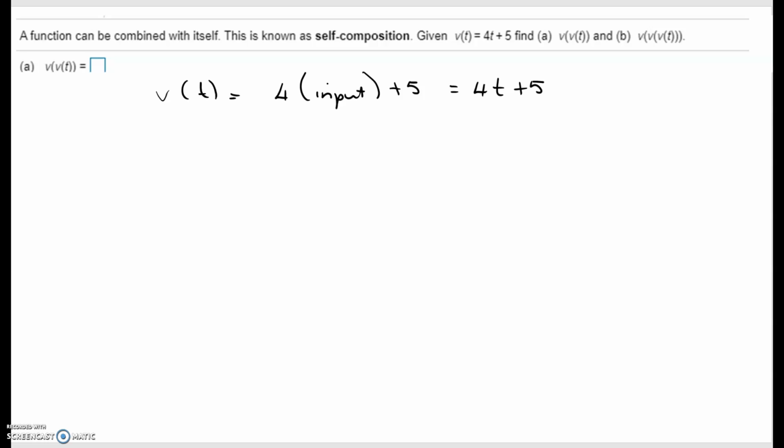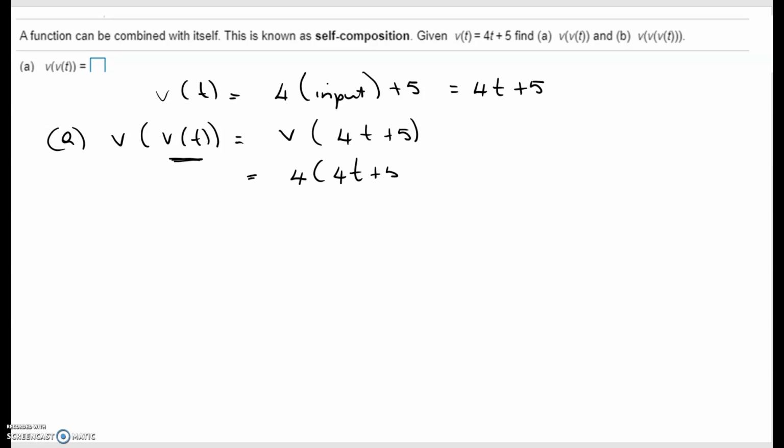But have a look at A. A says it actually wants v of t to be the input. So we do the bit in the bracket first, but we know what that is. That is 4t plus 5. Now v says 4 times your input plus 5. Now, you could leave it like that, or you could simplify, and I think that'll be 16t plus 25. But you could leave it just as the bracketed version.